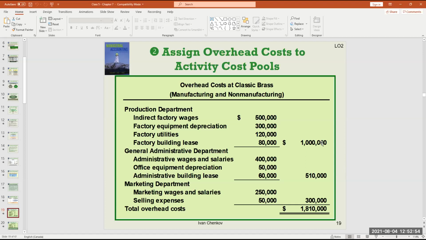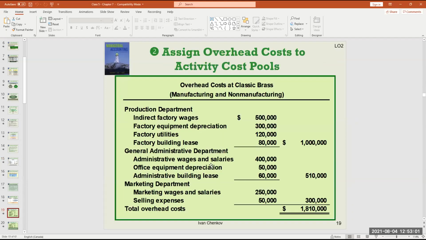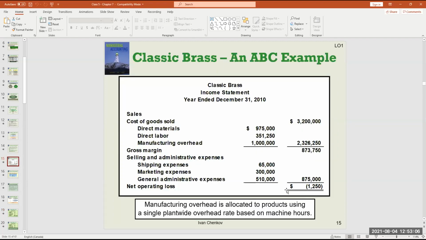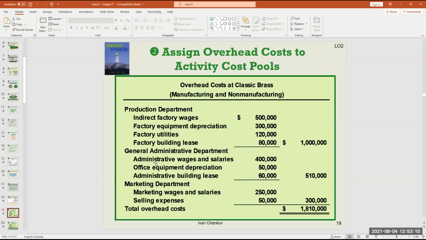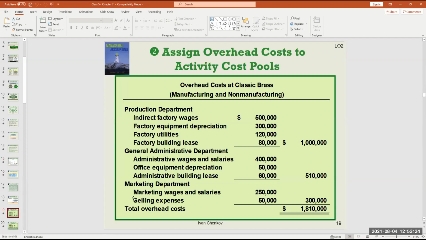The total is 1 million. 1 million is exactly the manufacturing overhead. Then we have the general administrative department expenses, which are 510,000. Those we break down into administrative wages, salaries, office equipment depreciation, and administrative building lease. For the marketing department, the total cost is 300,000, and we split it into marketing wages, salaries, and selling expenses.